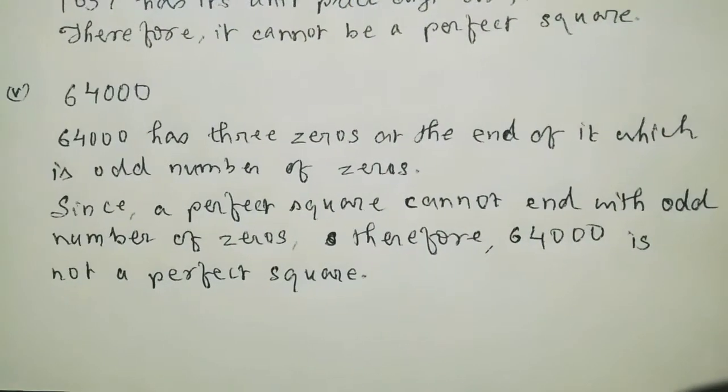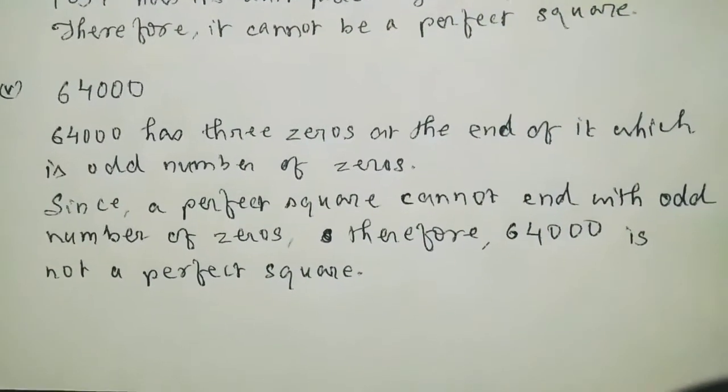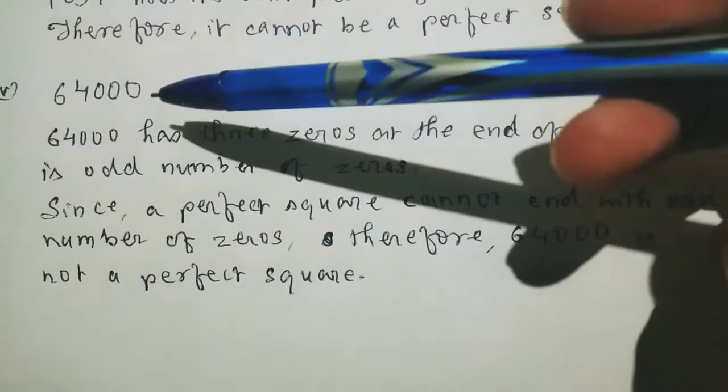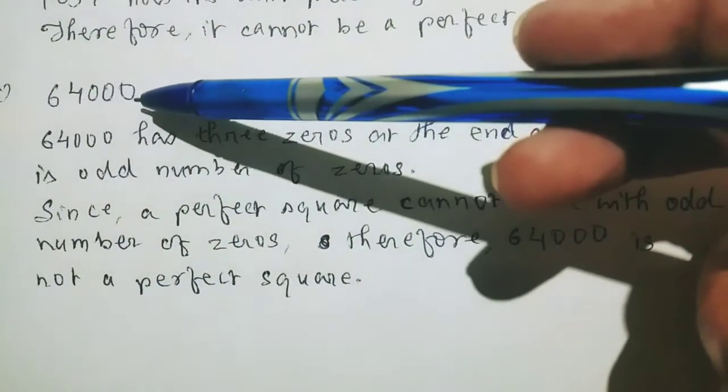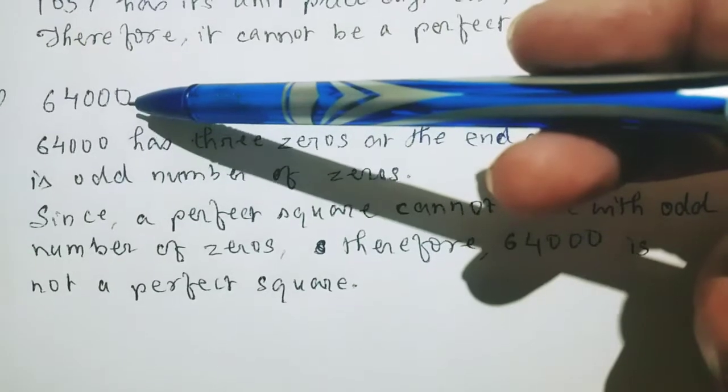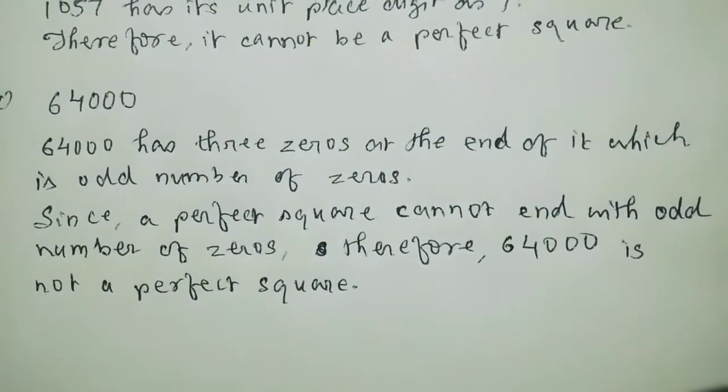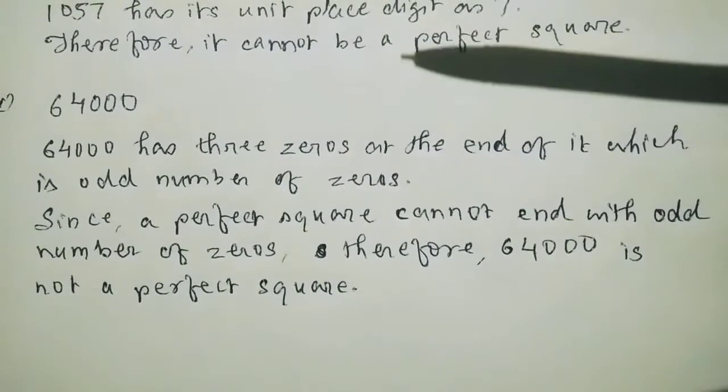Students, see this question number 5, it is a little bit different. Why is it not a perfect square? It does not have the unit place 2, 3, 7 or 8, yet it is still not a perfect square. So what is the reason here? This reason is also very important, you should know.